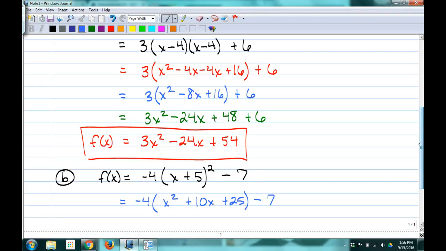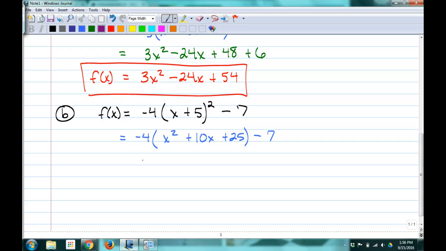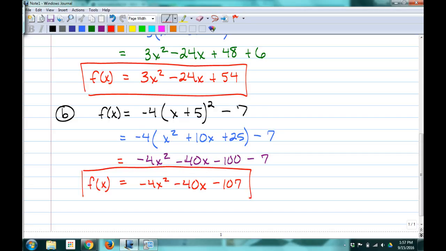Okay. All right. So once we've multiplied that out, distribute: -4x squared minus 40x minus 100, and then the -7. Combine the like terms. -4x squared minus 40x minus 107. And there's our standard form from that. Easy.